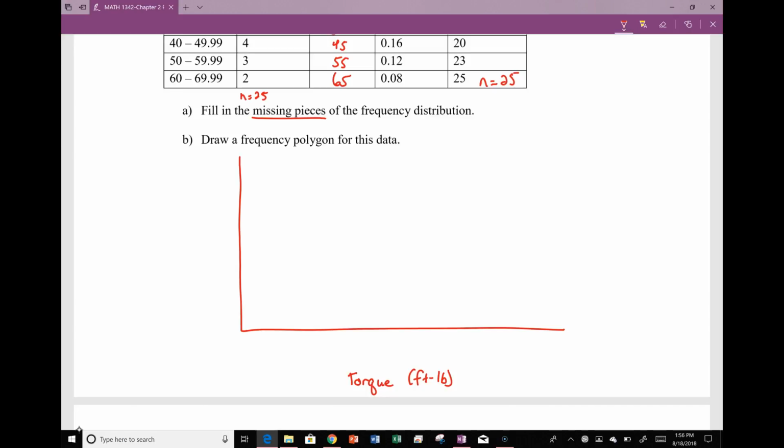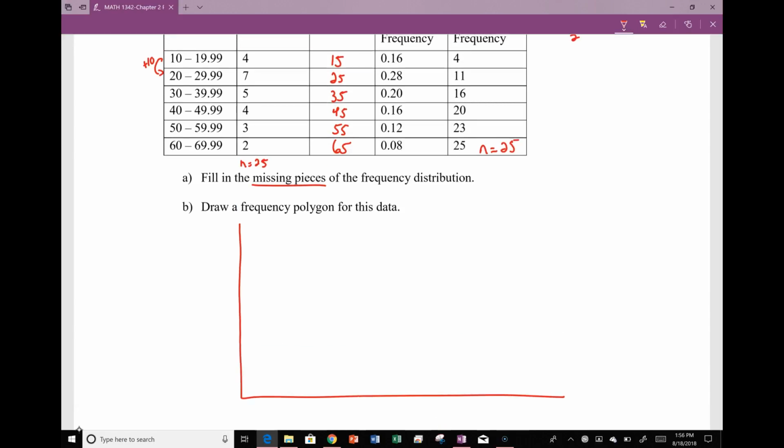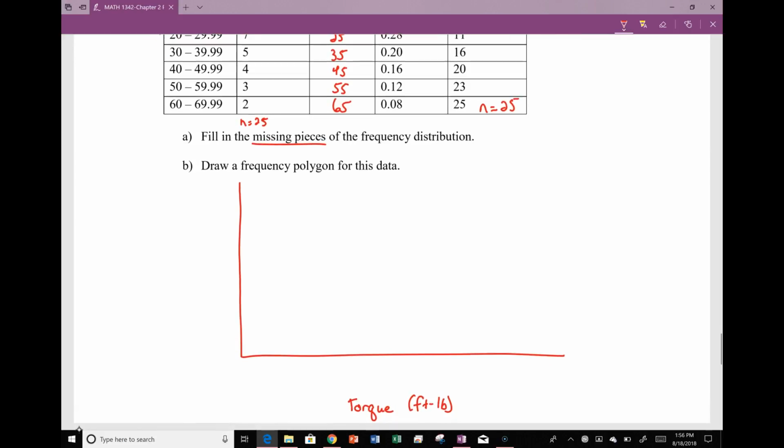When we're doing a frequency polygon, again, my horizontal axis is the midpoints. So I'm going to start out with 15, 25, 35, 45, 55, and 65.